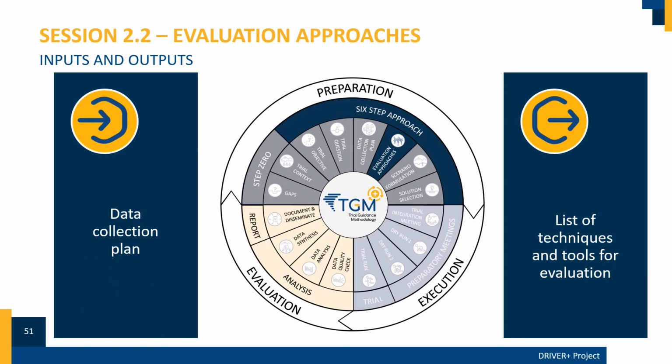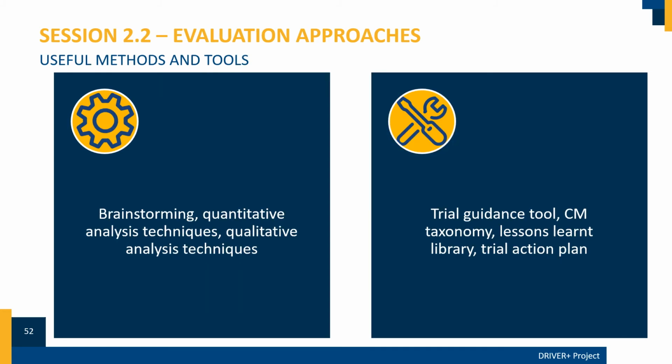In the evaluation approaches steps, your input is the data collection plan. Your output will be a list of techniques and tools for evaluation. The methods for the evaluation approaches step are brainstorming, quantitative and qualitative analysis techniques. The tools are the trial guidance tool, the CM taxonomy, the lessons learned library, and your trial action plan.